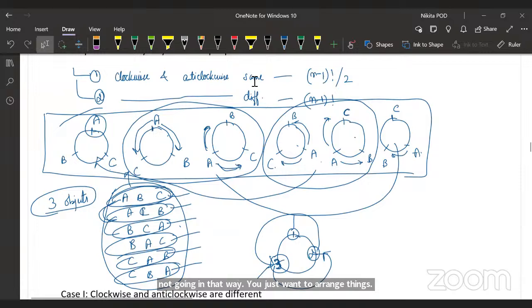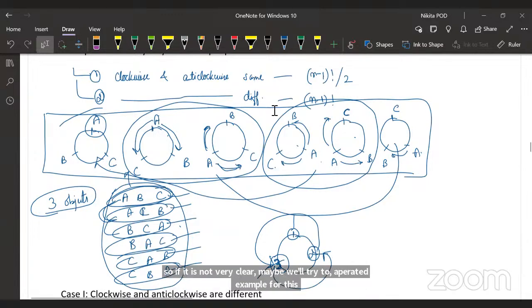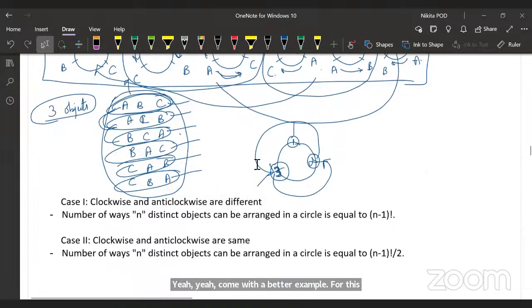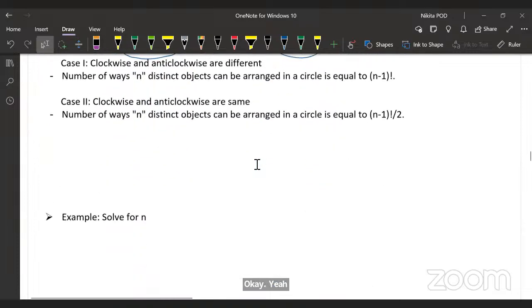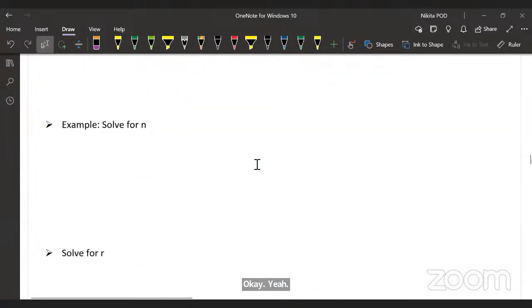Okay, so if it is not very clear, maybe we'll try to come up with a better example for this. Okay. All right. Let's move to the next one.